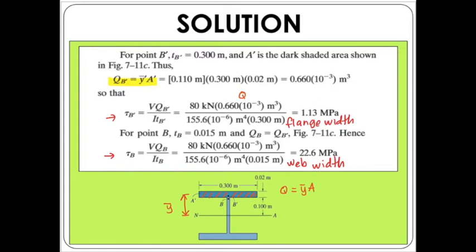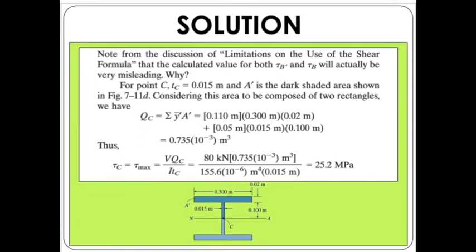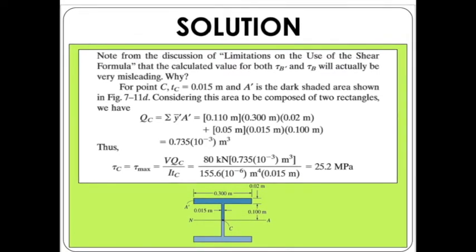So what makes the difference here is just the values of t at B prime and the value of t at B. One is considering the flange width and the other is considering the web width. So we have tau B prime is 1.13, and as for tau B, the value is 22.6 MPa. So we move on to the next calculation. Note from the discussion of limitations in the use of the shear formula, the calculated values for both tau B prime and tau B will actually be very misleading.